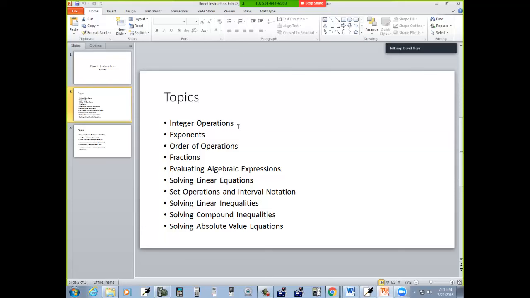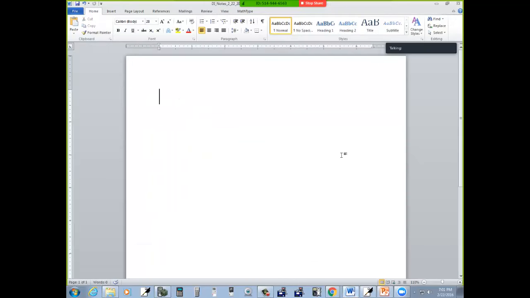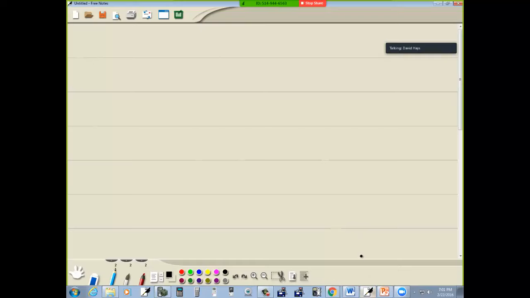Now this covers chapters 1 and 2, and starts out with integer operations, and I know some of you may be comfortable with integer operations already. Now when we're talking about integer operations, you might have a problem that looks like this: we've got a -2 plus a -3, and want to combine those together.